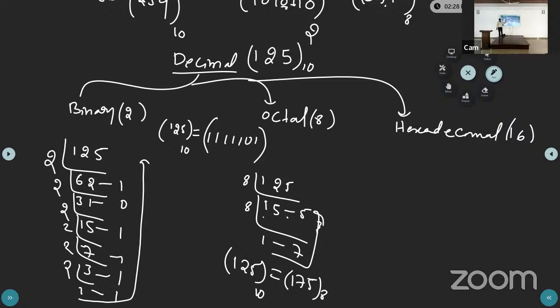Okay, and similarly you can do it for the hexadecimal, the same way. 125 and 16. 16 7s are 112. So 125 minus 112.